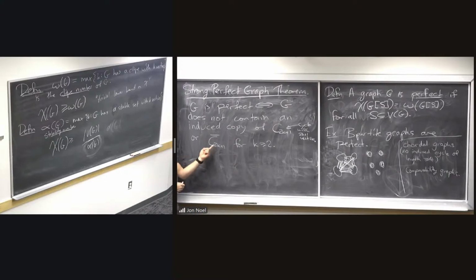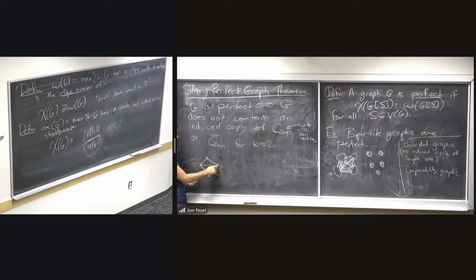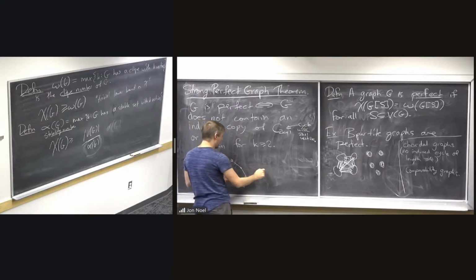So what I'm saying here is that you must forbid a 5 cycle. Because I'm saying it's 2k plus 1 for k at least 2, so triangles are okay. You cannot have an induced 5 cycle. You could have a non-induced 5 cycle, that's okay, but you can't have an induced 5 cycle. You can't have an induced 7 cycle, and so on and so forth. And also you can't have an induced complement of a 5 cycle, which turns out to be a 5 cycle.